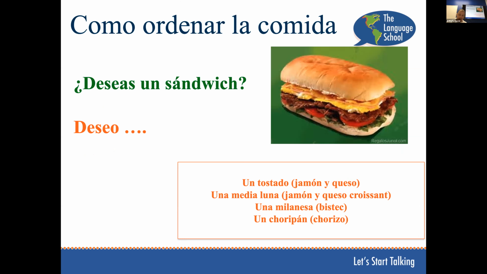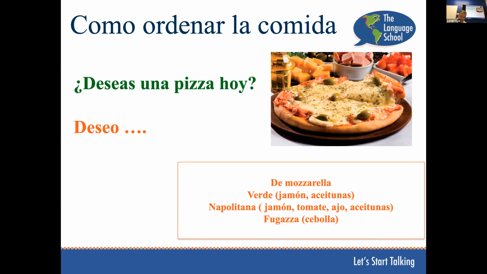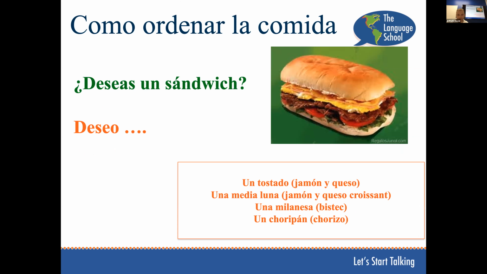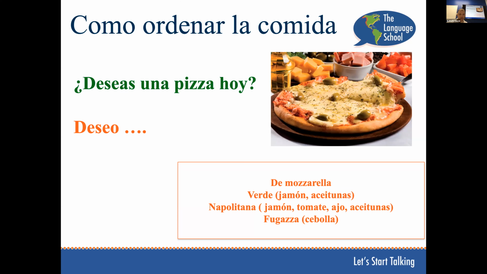Right, so for your main course, if you're at a typical Argentine restaurant, you might have an option of un sándwich or una pizza, okay? So let's take a look at our sándwiches first. A very common sandwich is just called un tostado, jamón y queso, a ham and cheese sandwich. Una media luna would also be ham and cheese on a croissant. Una milanesa is my favorite. That's what this picture is of, a steak sandwich. And then un choripan, this is like a sausage sandwich. That's a really good one too.